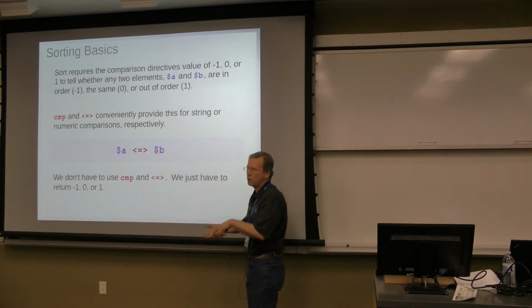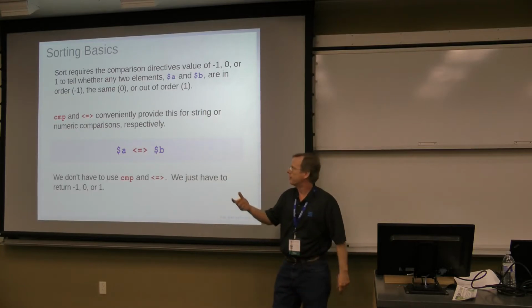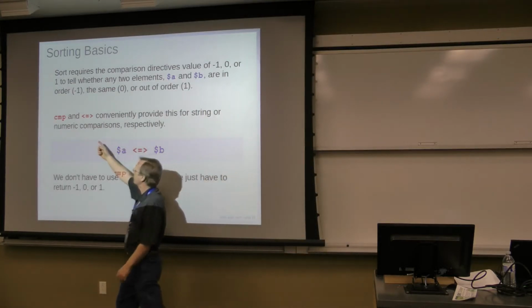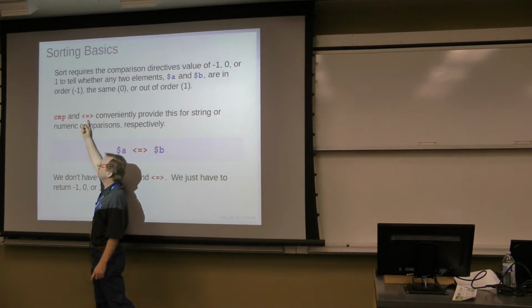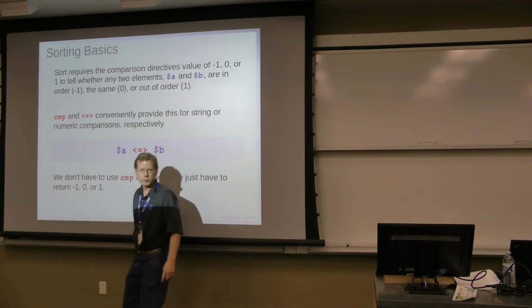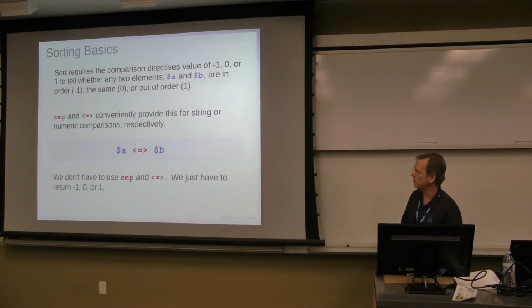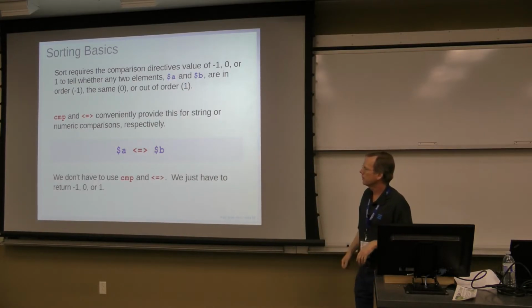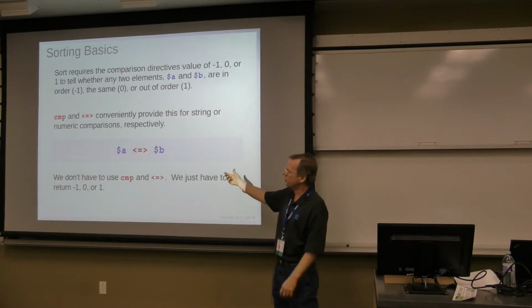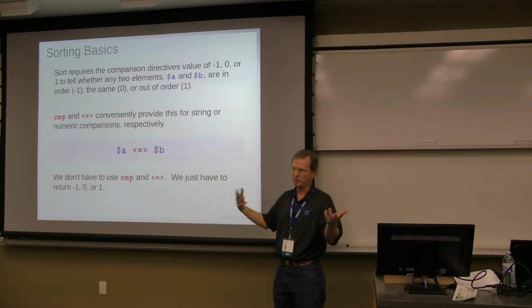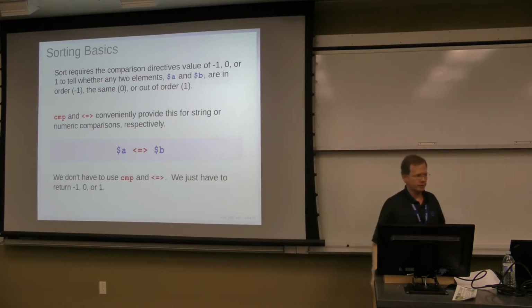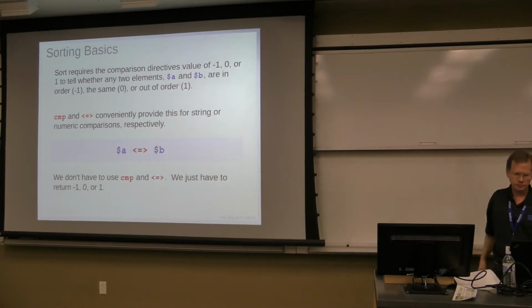Because we need a -1, a 0, and a 1, the comparison operator, cmp, for strings, and the spaceship operator for numerics are very convenient because they provide exactly what we're looking for. But we don't have to use those. We could use anything as long as it returns -1, 0, or 1. And we'll see an example of that a little later.